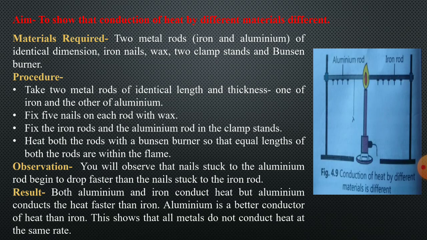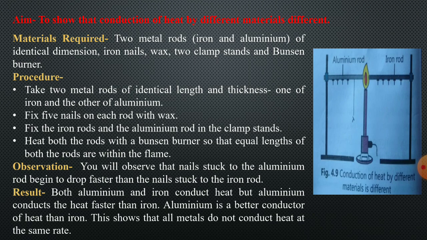So first of all we will take any two metals. Suppose we are taking iron and aluminum, then they both should be of the same dimension, means their thickness and their length should be the same. Now fix 5 iron nails on each rod with the help of wax. Now fix the iron and aluminum rod in the clamp stand and start heating both the rods with a Bunsen burner so that an equal length of both rods gets the heat from the flame, means heating should be equal in both the rods.